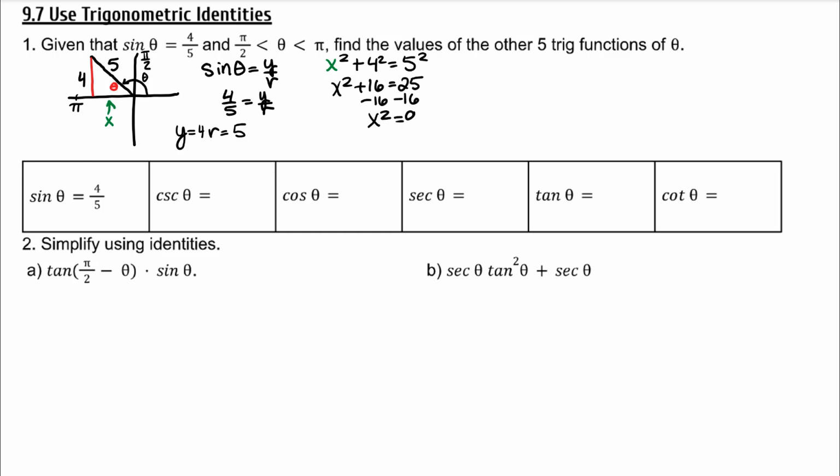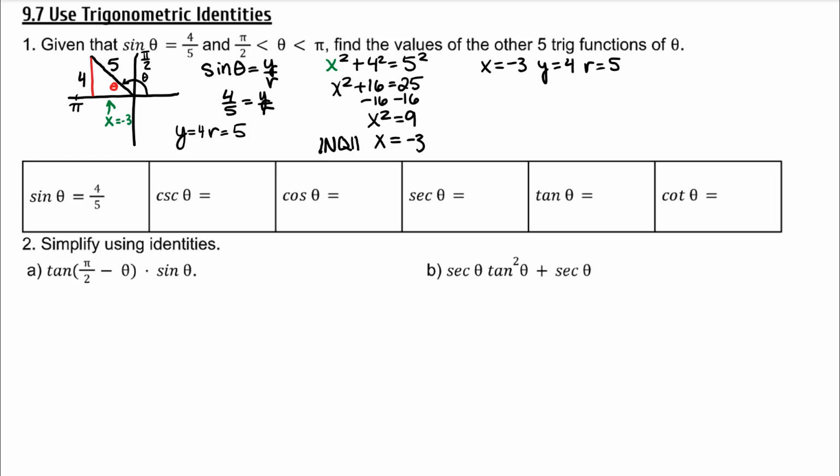The square root of 9 is plus or minus 3, but because we're in quadrant 2 and the x's are negative in quadrant 2, our x is negative 3. And you may have already known that because 3, 4, 5 is a Pythagorean triple. So x is negative 3, y was 4, and r is 5.